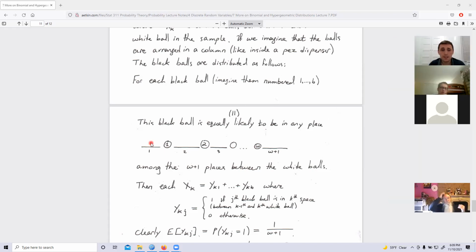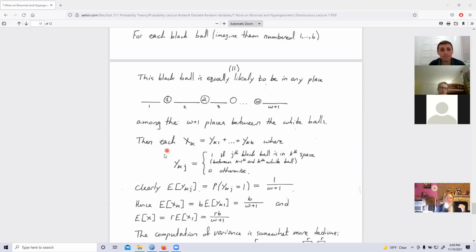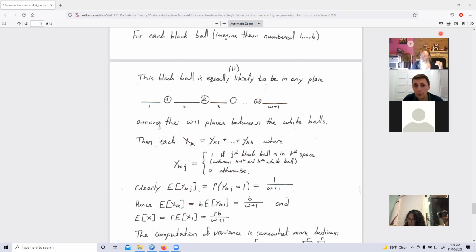So xk is between the k minus 1th and kth white ball, right? How many black balls can there be there? There are black balls 1, 2, 3, all the way to B. Those are the labels of the black balls as well, so there are B black balls. This expected value is still hard to calculate, even of xk, so we break it even further. We have a summation of summations. We will define xk to be yk1 plus all the way to ykb.